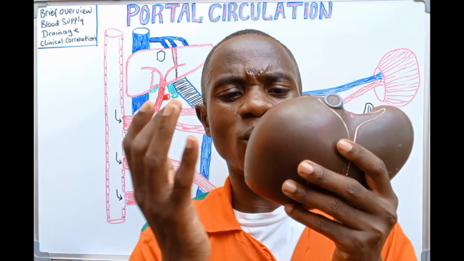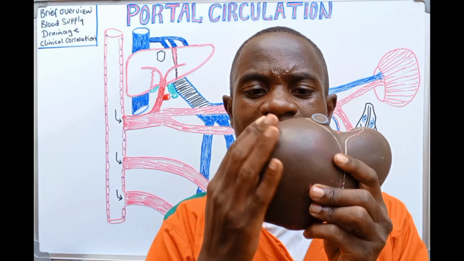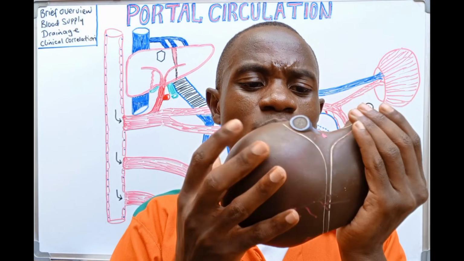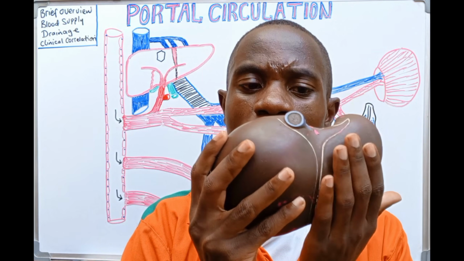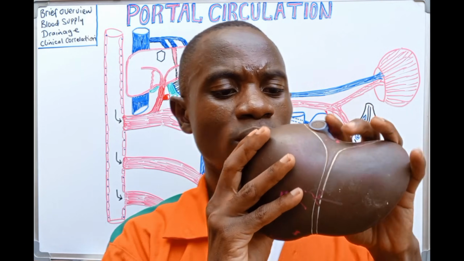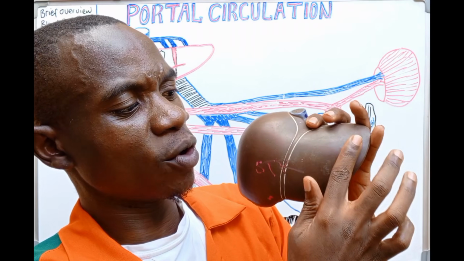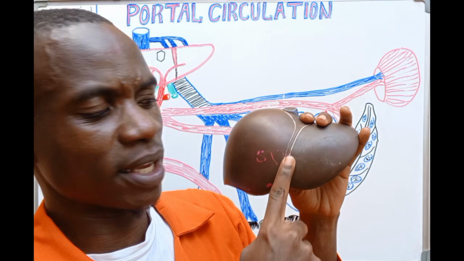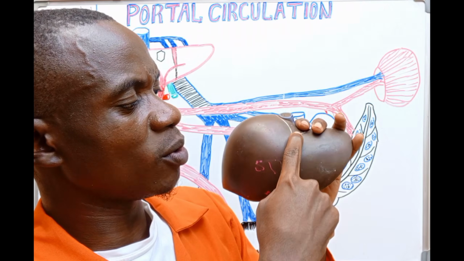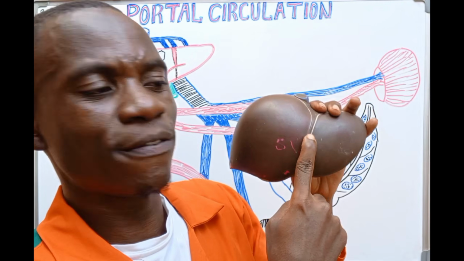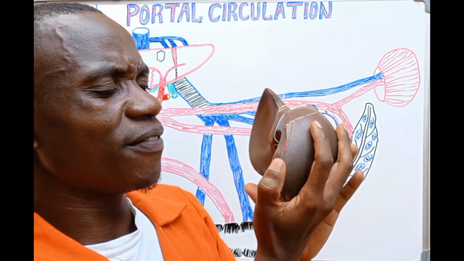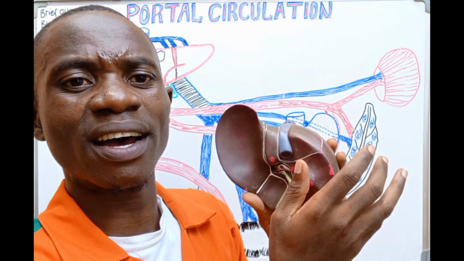This one is the right lobe, the big one. And this one here is the left lobe. Super important. The right lobe and the left lobe are divided by the falciform ligament. This remnant tissue is the falciform ligament that divides the right lobe from the left lobe. Now when we turn the liver the other way around, that's when we can see the other 2 lobes.